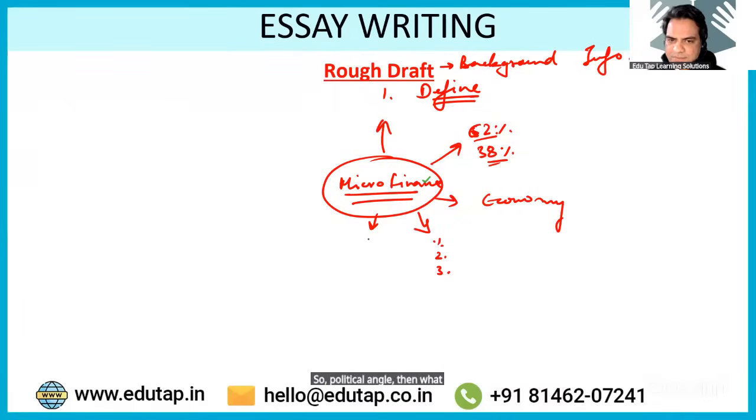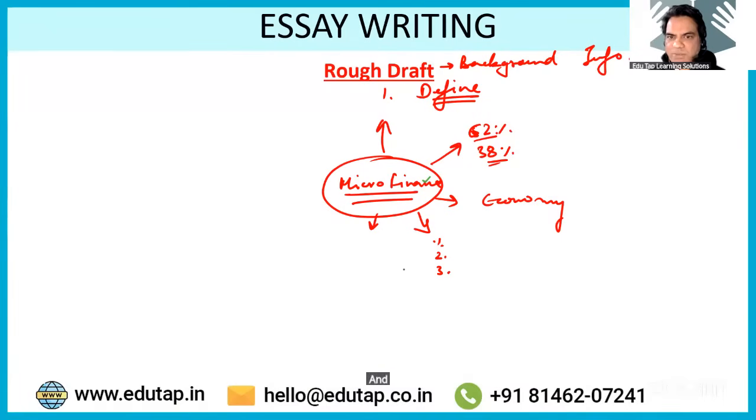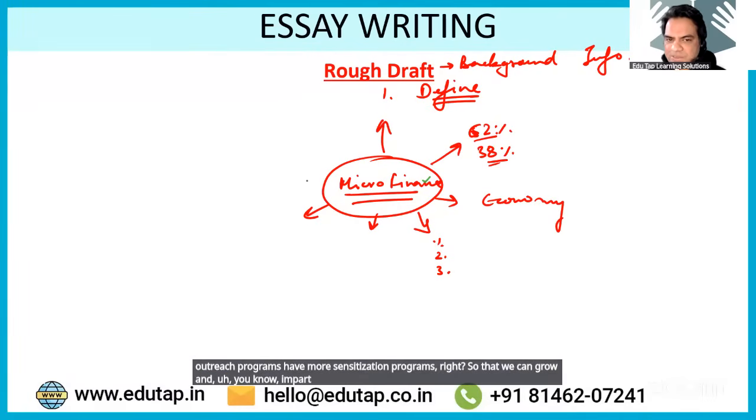So the political angle. Then what are the challenges, Chetan? Lack of education, lack of financial literacy, right? Poor infrastructure facilities, non-availability of financial products, and language barriers in remote areas. ये सारे challenges हो गए. Now, Jayesh, what could be viable solutions to those challenges? Have customized products for rural sections, more approachable outreach programs, more sensitization programs, right? So that we can impart the importance of microfinance to those people.